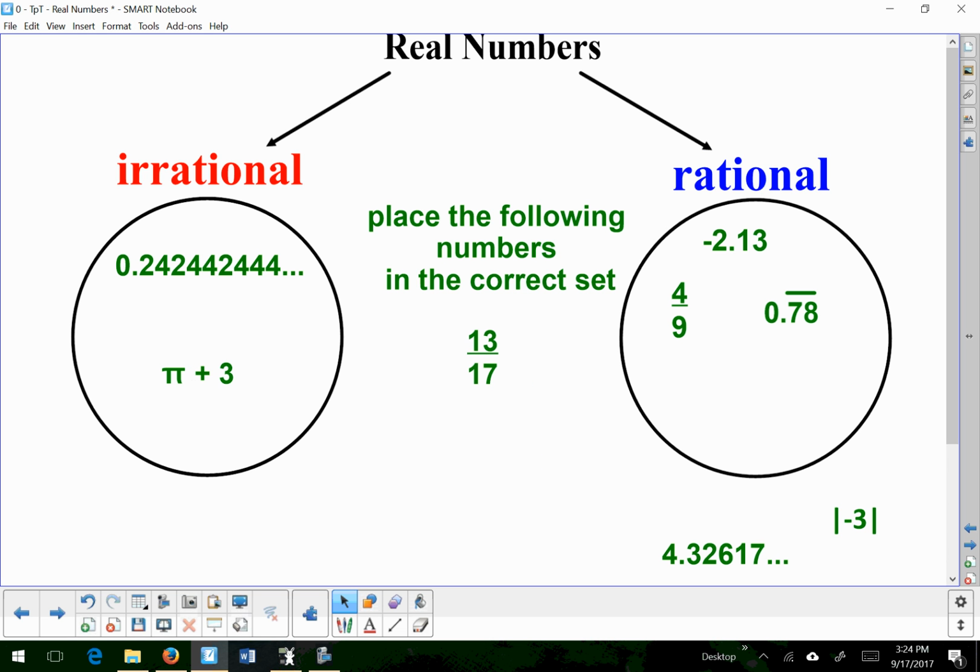13/17 is a pretty crazy decimal, but I know that it's a ratio. It's a fraction, so it's rational. This one here has the 3 dots that mean it goes on forever, and there's no pattern here in what they've shown. Therefore, we're going to call that irrational. The absolute value of -3, which is +3, can be rewritten as 3/1, so that's a rational number.